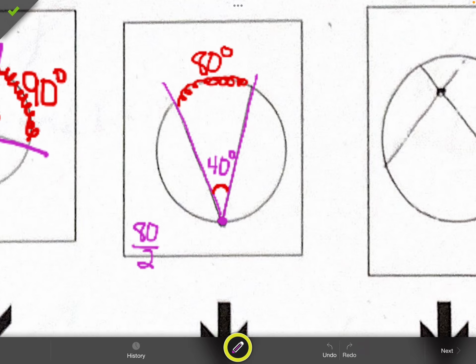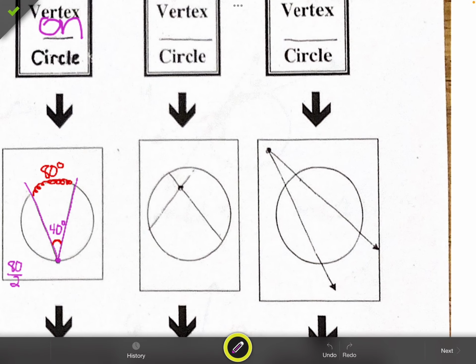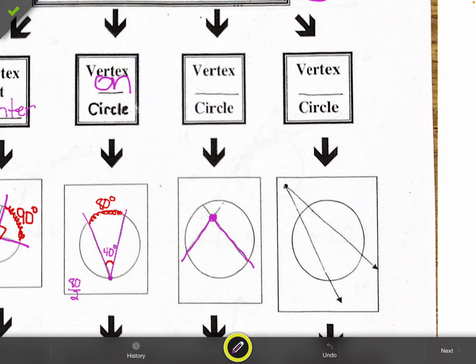Now, if we look at the next picture, again, there's 4 different angles here, and we could find the measure of any of them. I'm just going to highlight this one right here. Again, we could find the other 3 if we wanted, but here's my vertex. If I look at that vertex, the only thing I can say about it is that it's inside my circle. It's not in the center. We already have a formula for that. It's not on the circle. My vertex is in the circle.